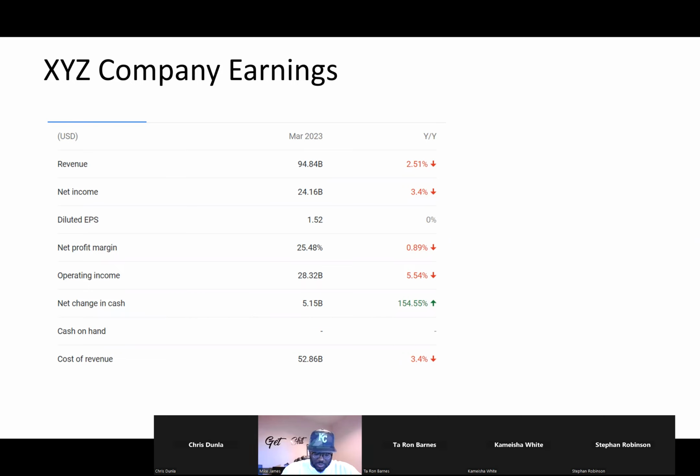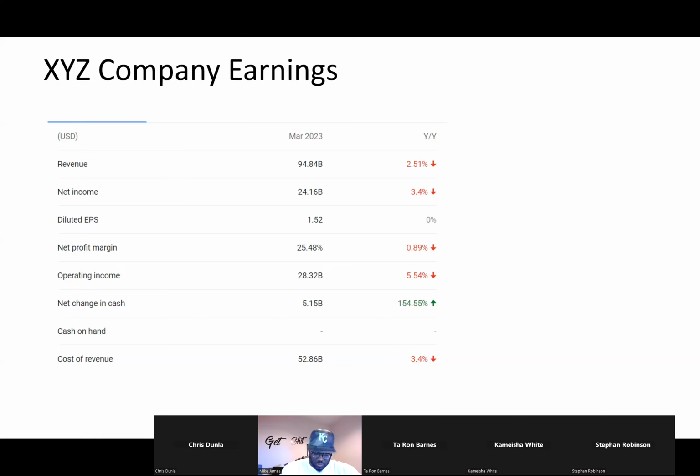Number two, the net income, which is the income after all of its expenses, is 24 billion, which means that after it pays out everybody and pays for the cost of doing business, it's still netting out $24 billion in profit, even though it's down 3.4% for this quarter. Diluted earnings per share means for every share out there, and there can be billions of shares floating, it's making $1.52 per share. Still strong.